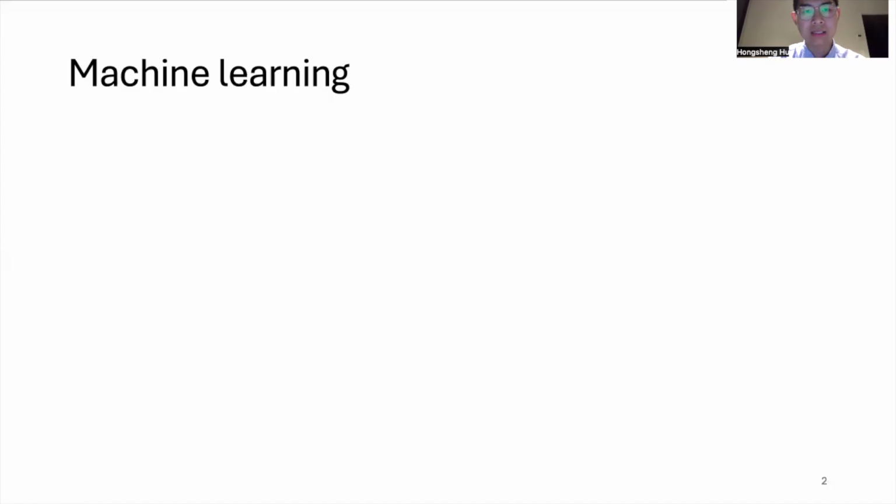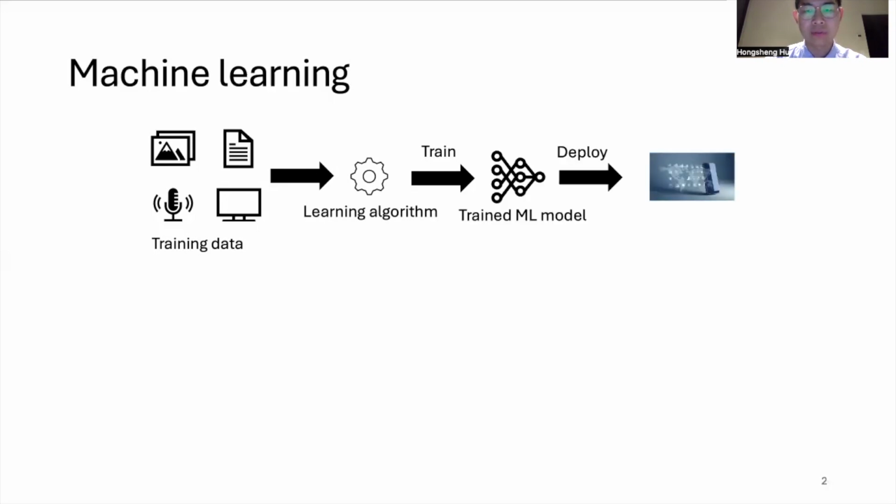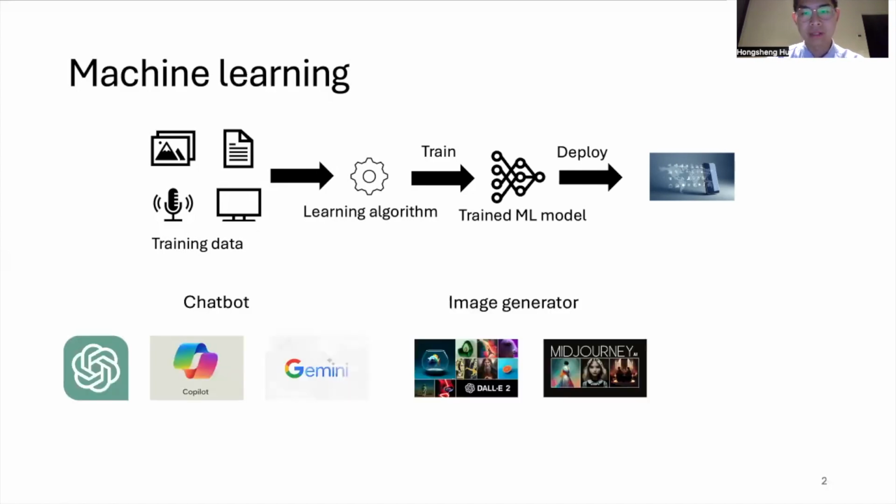I would like to start this presentation by introducing the background of machine learning. In machine learning, we have training data, and this data can be images, text, audio, and video. Once we have collected this training data, we can put them into a learning algorithm to train a machine learning model. And once the model is trained, it can be deployed in many applications. These applications can include chatbots, image generators, and video generators.